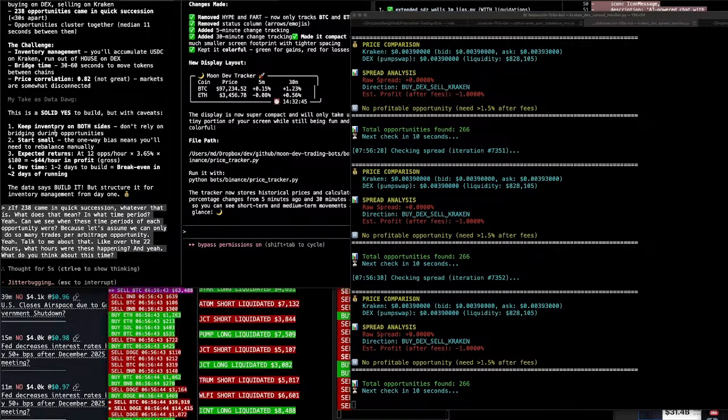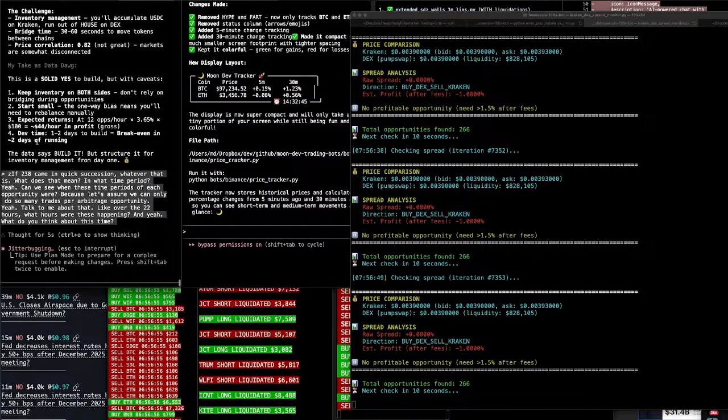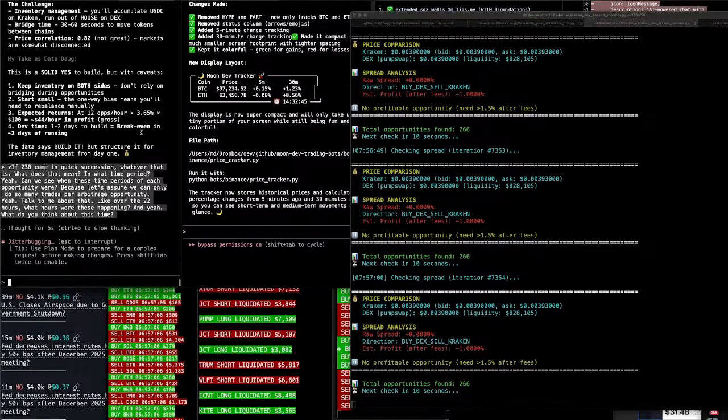This is a solid yes to build, but with some caveats. Keep inventory on both sides. Don't rely on bridging during opportunities. Start small. The one-way bias means you'll need to rebalance manually. That's okay. At 12 ops an hour times 3.65, that's $44 an hour in profit. Dev time is 1 to 2 days. Break even in 2 days of running.